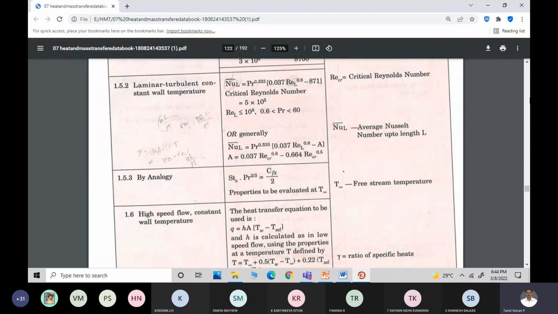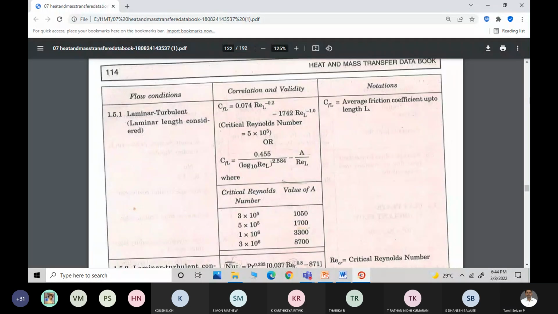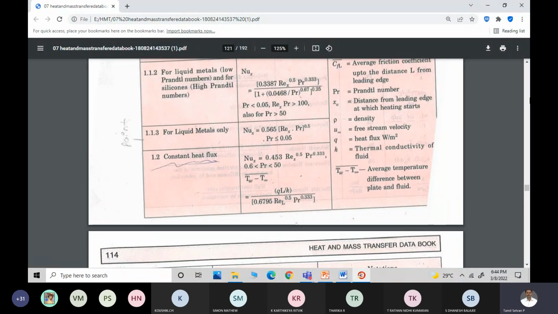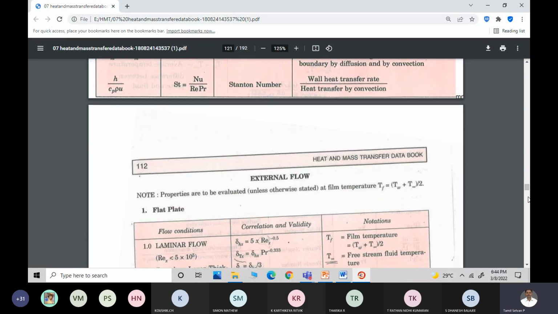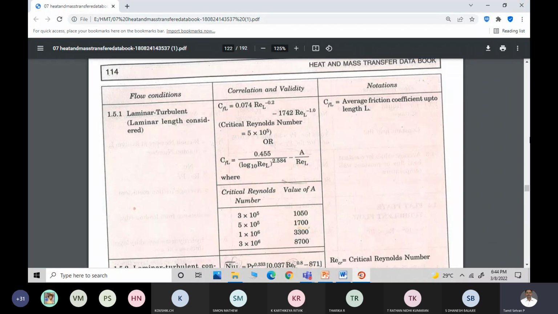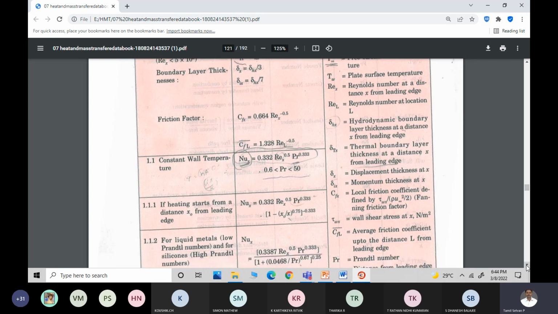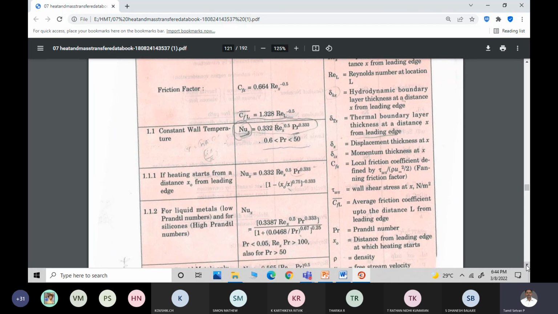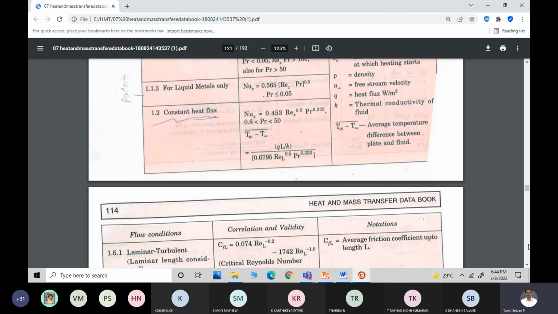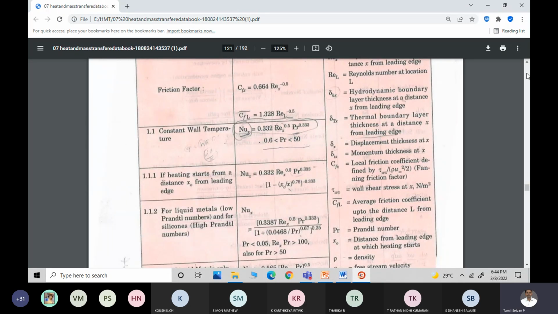I think one page is missing. Page number 113 is missing here; 112 and 114 are there. There is one more formula which is fully turbulent from the edge. It is also there, but you have to use the laminar flow expressions. Can any of you take a snapshot of page number 113 and put it in the chat box?